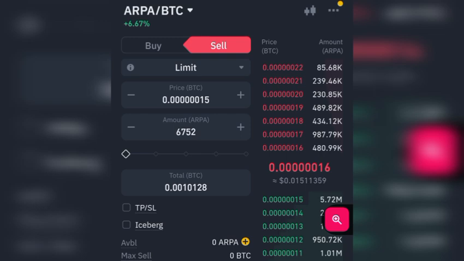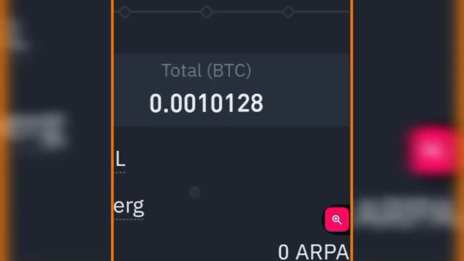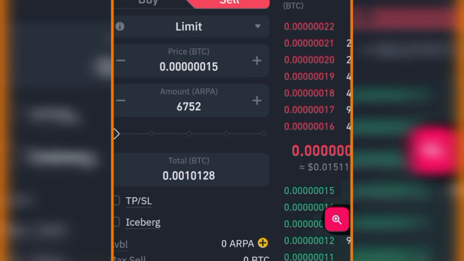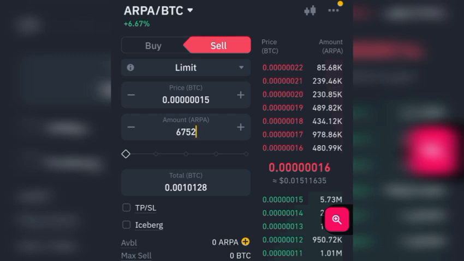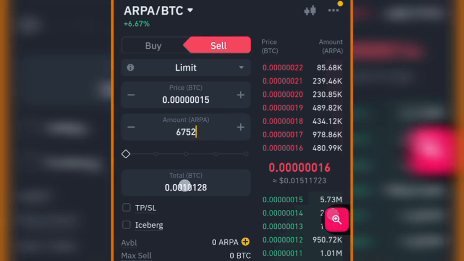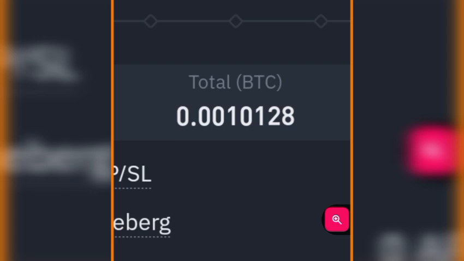So if I now choose the lower price, oh my God, it's 15. If I choose a lower price, see what is going to happen. What is going to happen is that we are not going to have more. So you can see we have 0.010. Oh my God. This is going to be bad. This is not going to work, but I'm still going to show it to you.